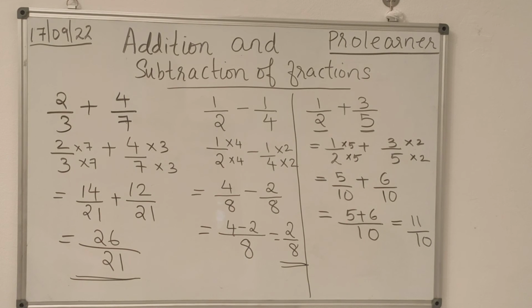So what we have done today? We have done the addition and subtraction of fractions, both like fractions and unlike fractions. For like fractions, what we will do? The denominator will not change, it will remain the same. Then we will add or subtract the numerator part. But for unlike fractions, what we have to do first? We have to make the denominator the same, correct? Then we will do the operation of the like fractions.